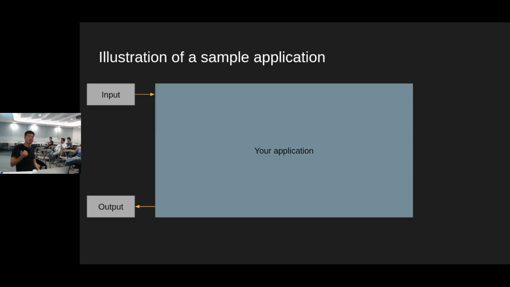So this is an illustration of a sample application. Any application you look at would always have some kind of input, and there will be some kind of output from the application. It could be something like an API: you make a call to the API and it gives you some kind of response. Or it's some kind of application on your terminal. You give it some kind of input, and then you get a response back. So that is the baseline of how any application works.